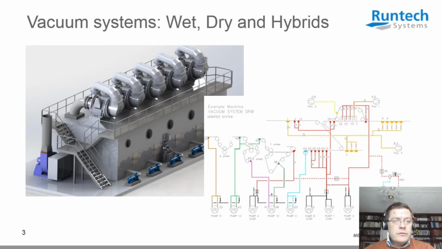Paper machine vacuum systems can be roughly divided into 3 main types: wet systems with liquid ring pumps, dry systems with blowers and turbo blowers, and hybrid systems, which are a combination of these 2. Normally a dry system with turbo blowers gives the best efficiency, due to the water-free construction. Today we concentrate on dry systems and hybrids.